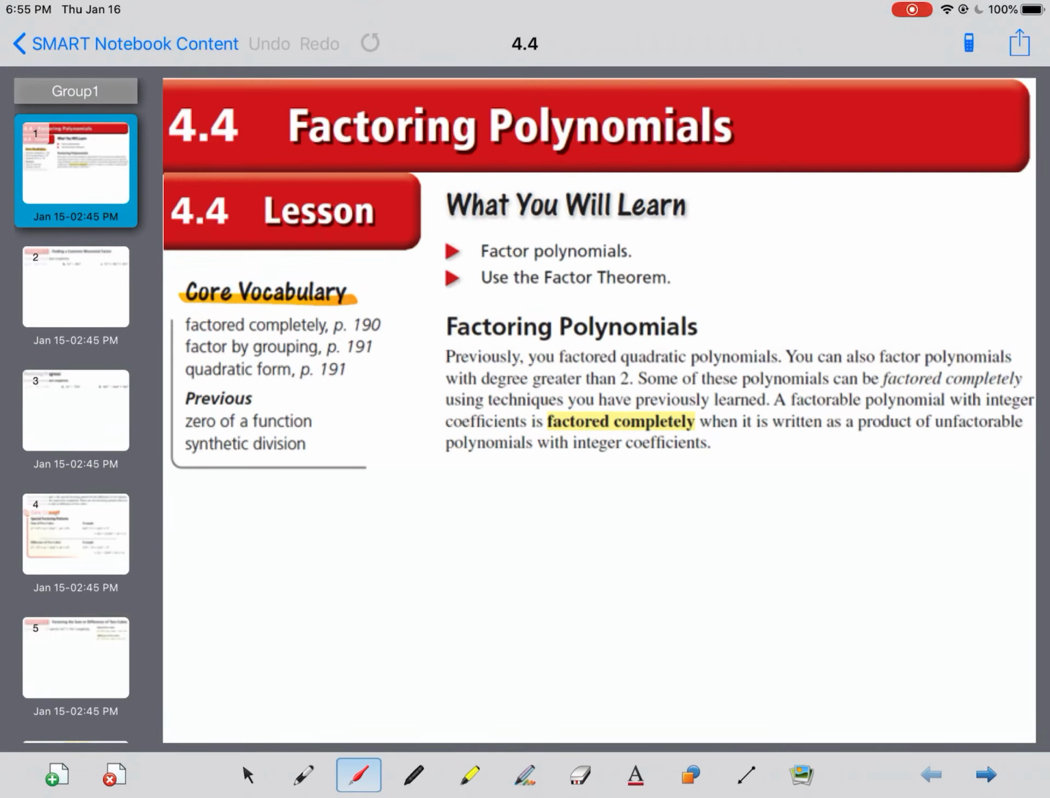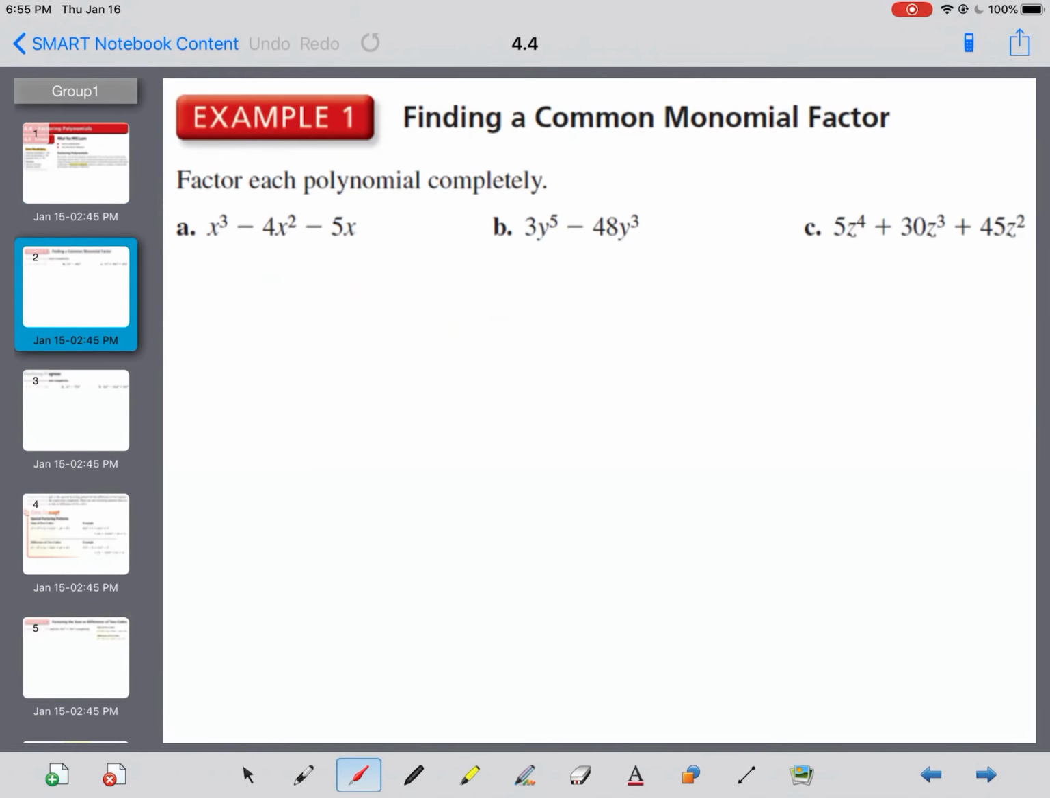So we need to try to factor them completely with integer coefficients so that it's no longer factorable. The first thing we're going to look for, always, every time, all of the time, is the GCF, greatest common factor. This is important. Look for this first every time. Then, if you can, keep going.